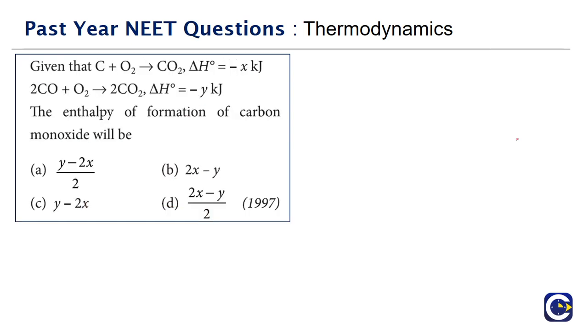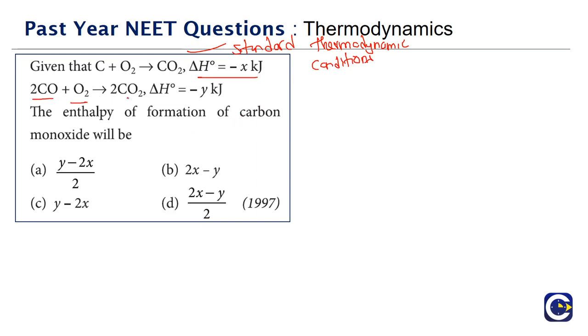Next we have a question that came in the year 1997. We have two equations given to us. What are the two equations? Carbon plus oxygen gives rise to carbon dioxide. Del H naught means we are looking at the standard thermodynamic conditions. So here C plus O2 gives rise to CO2. What is the del H naught value? Minus X kilojoules, exothermic.